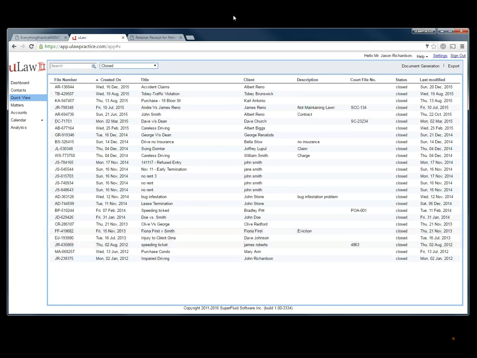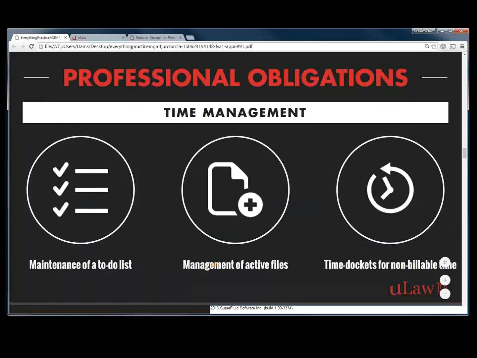And this also gives you an idea. These files were done in 2012. That's when they were last modified. So you have an idea when it was created, when it was last modified, what was done. You have a clear idea. So make sure that you have proper management of active files.